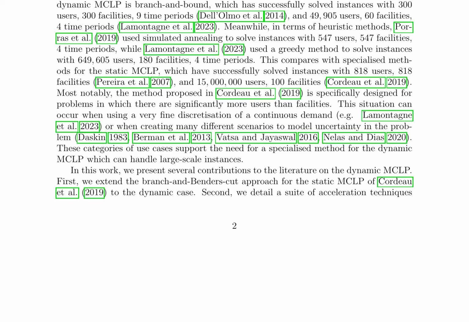The paper concludes by highlighting the contributions of the proposed accelerated branch and Bender's cut method, which expands upon the current state-of-the-art in the static case by adding acceleration techniques from the literature. The method shows improved performance in solving time, objective value, and optimality gap compared to the state-of-the-art. The authors also discuss the potential for applying the method to different structures of omega, such as the budgeted MCLP or the MCLP under uncertainty.